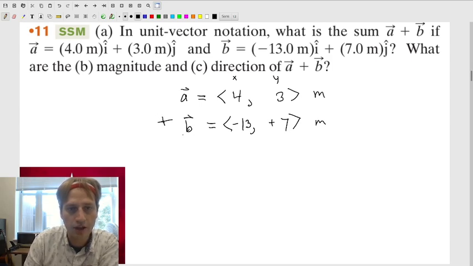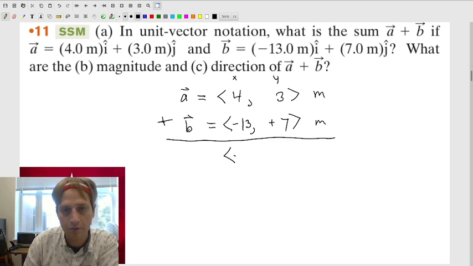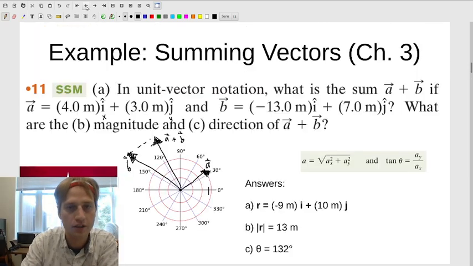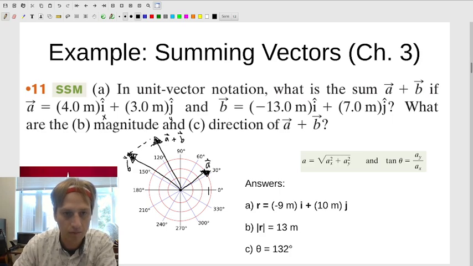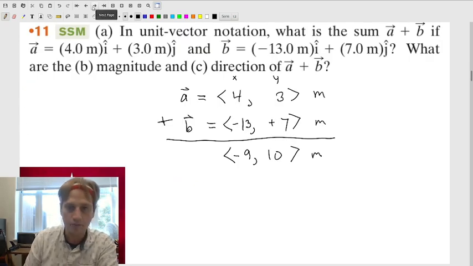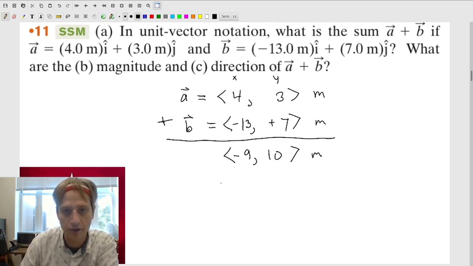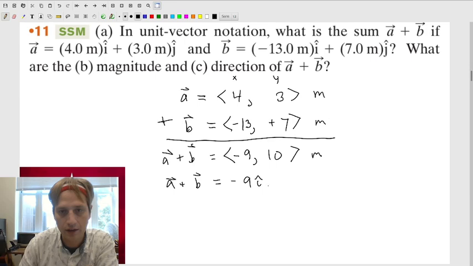To add those two vectors together, I need to add the components. So I'm going to take 4 plus minus 13. Okay, so that will give me a minus 9. And then 3 plus 7 will give me 10. So if I had drawn this correctly to scale, this would be pointing almost at a 45-degree angle from the minus x-axis over here. Okay, now that's my vector. So I could also write this as A plus B equals minus 9i plus 10j. And I would want to have 9 meters times i, 10 meters times j.